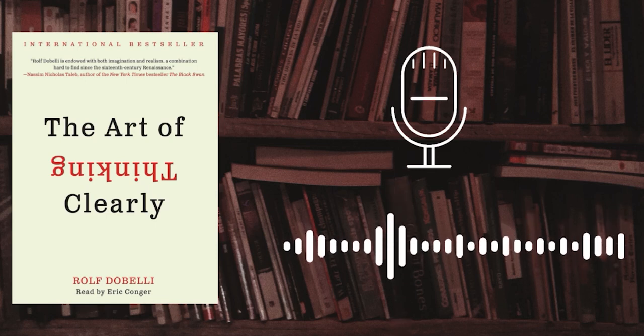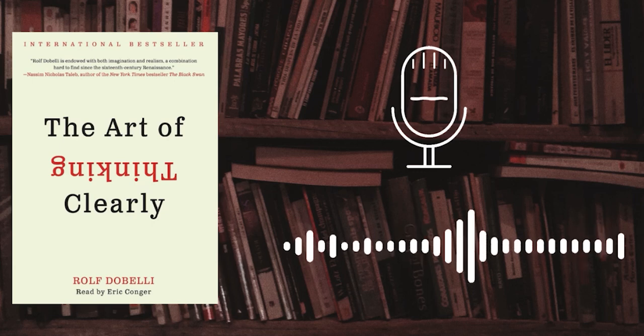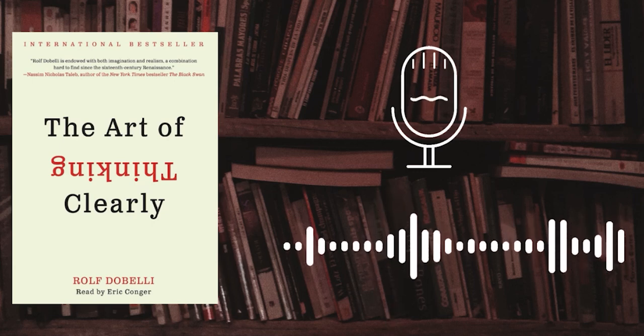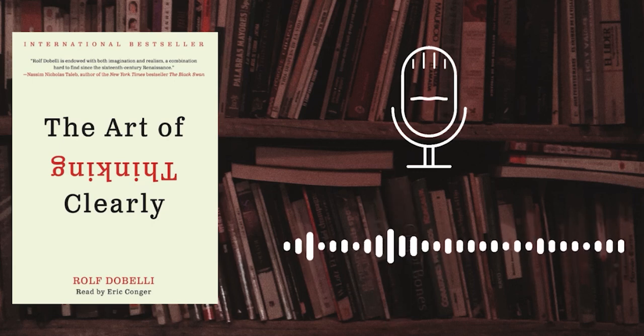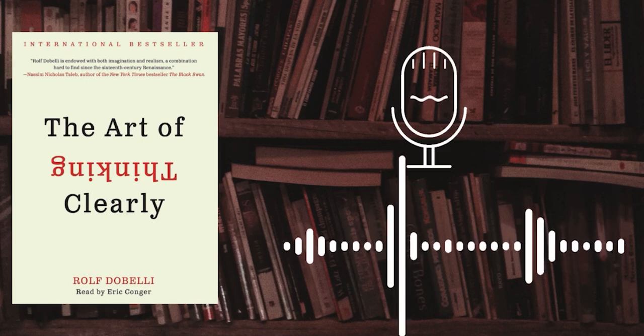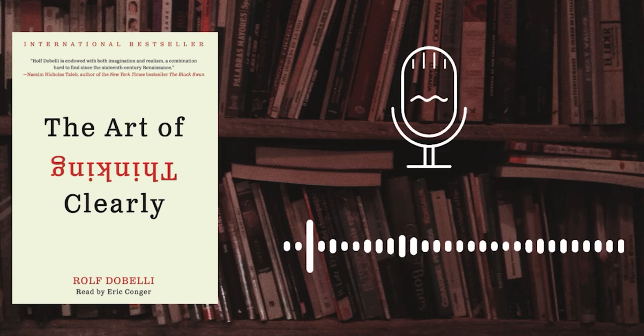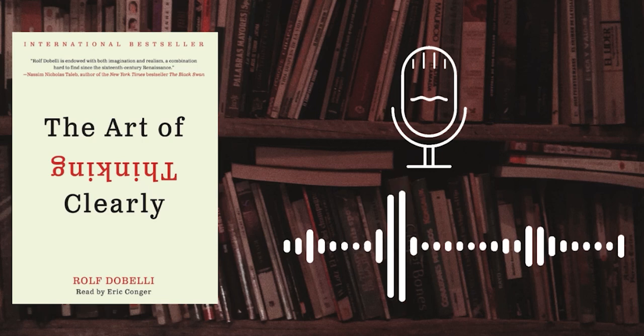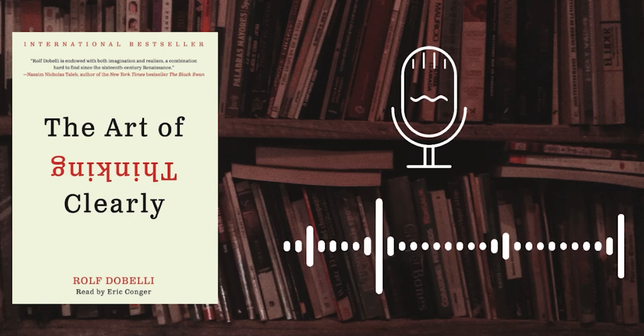Conclusion. Rolf Dobelli's The Art of Thinking Clearly offers valuable insights into the cognitive biases and logical fallacies that affect our thinking and decision-making. By understanding these biases and fallacies, we can improve our critical thinking skills and make better decisions in various aspects of our lives. The book encourages us to question our assumptions, seek diverse perspectives, and remain open to new information. Ultimately, The Art of Thinking Clearly is a guide to navigating the complexities of human cognition and making more rational choices.